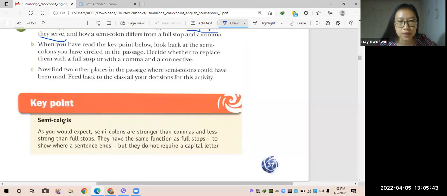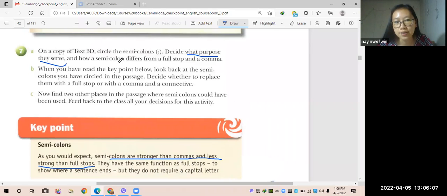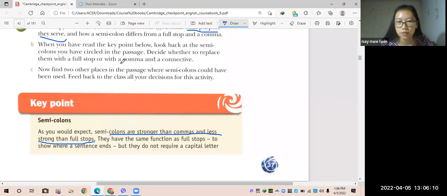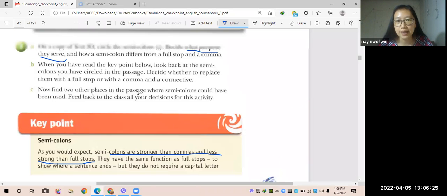So there is the answer here. The semicolon is stronger than a comma and less strong than a full stop. So there is the answer for the second part of the question. They have the same function as a full stop, although it is less strong than a full stop and stronger than a comma. The only difference between them is that if we want to use a full stop, we have to use a capital letter for the second part of the sentence. But if we are using a semicolon, we don't need to change it into a capital letter. So that is the answer for the second part of the question.